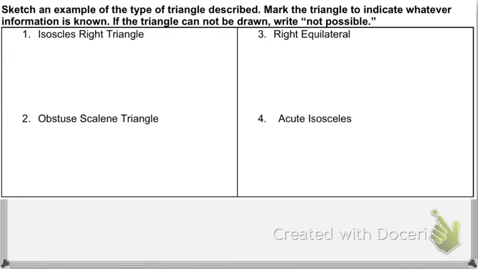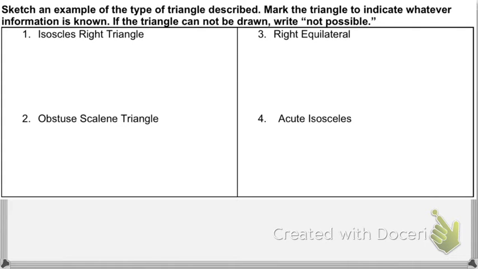So, sketch an example of the type of triangle described. Mark the triangle to indicate whatever information is known. If the triangle cannot be drawn, write not possible. So I want you guys to try and draw an example of each of these 4. So number 1, I want you to draw a triangle that is both isosceles and a right triangle. Okay? So I want 2 of the sides congruent, and I want there to be a right angle.